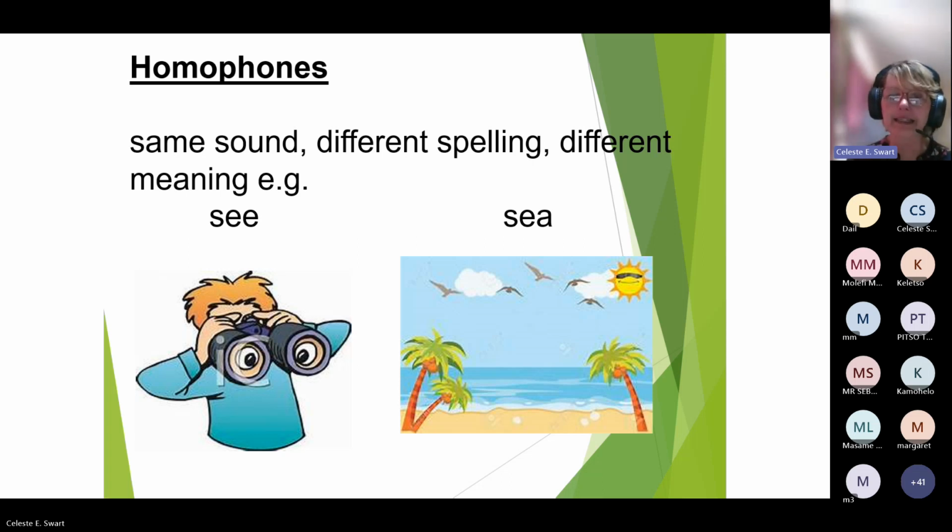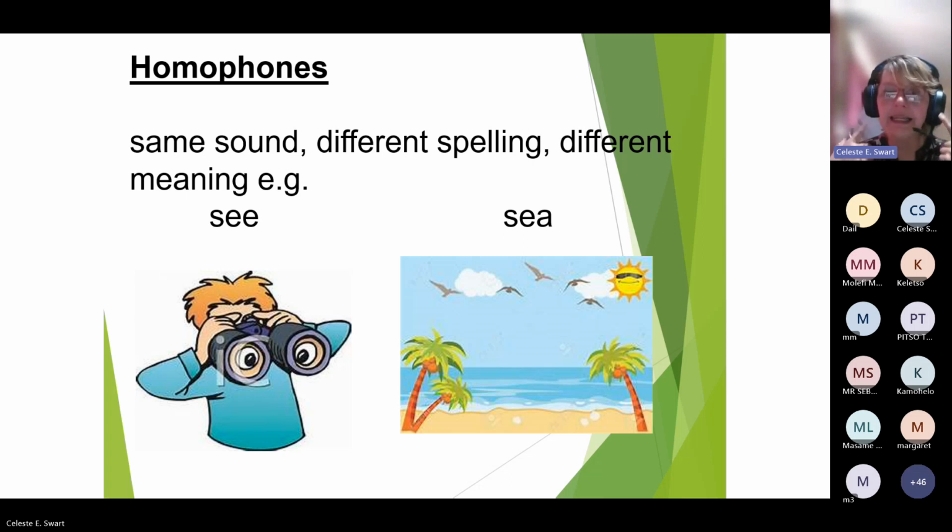See, S-E-E, that is to see with our eyes. S-E-A is the sea that you can go and swim in and that you can go and visit and you can go and lie on the beach and have a wonderful time. So remember the difference. And please, if you need to write sentences to show that you understand the meaning, you cannot just simply use the word in a sentence that doesn't make sense. Make sure that it's clear to the examiner that you understand what see with your eyes is.